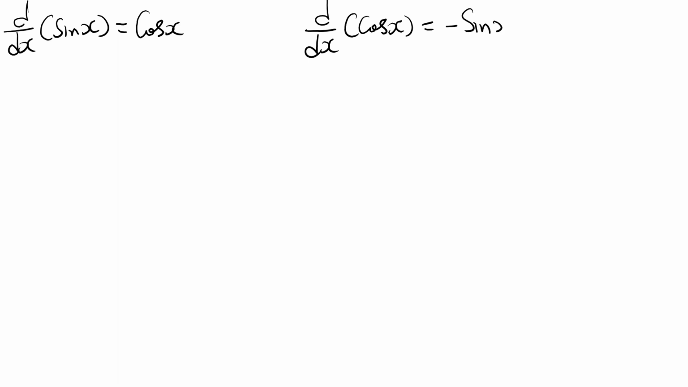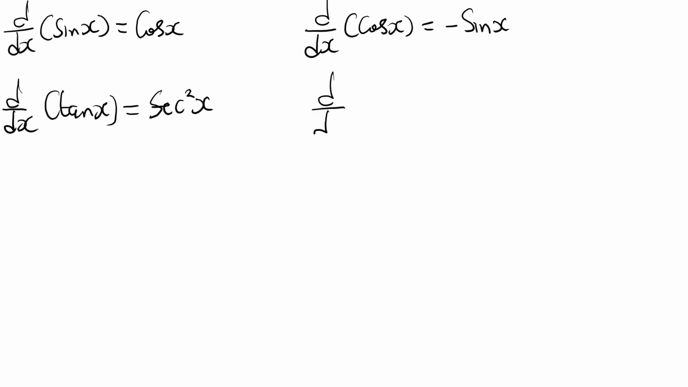The derivative of sine x is going to give us cos x. So you need to know that when you differentiate sine, you must get cos. And when we differentiate cos, we get negative sine x. And when we differentiate tan x, we get sec squared x. When you differentiate tan x, you must get sec squared x.